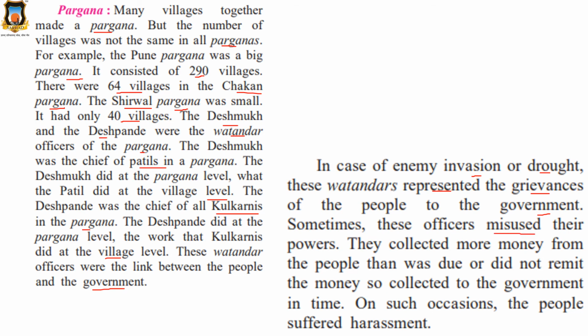Sometimes these officers misused their powers. Yes, we have seen this many times. There are officers who misuse their powers. So sometimes some were good, but some misused the powers which they had. They collected more money from the people than was due or did not remit the money so collected to the government in time. Means whatever tax the government had put, some of them tried to take more money than what was asked by the government, or sometimes the revenue was given by the people, but they did not give the money to the government on time, telling that people are not giving the money on time. So this is how they misused the powers. On such occasions, the people suffered harassment, a great harassment from these Watandars.